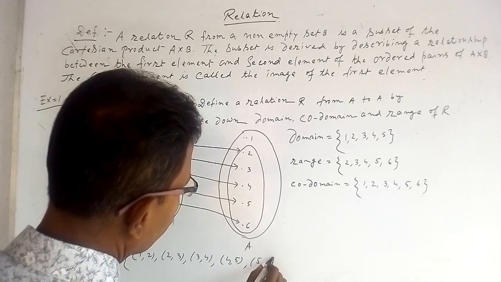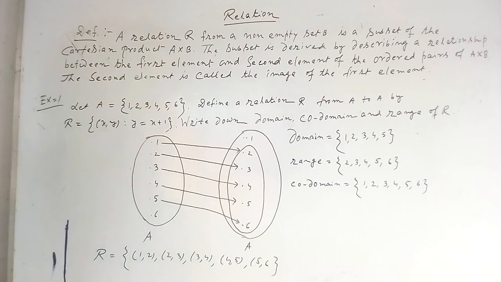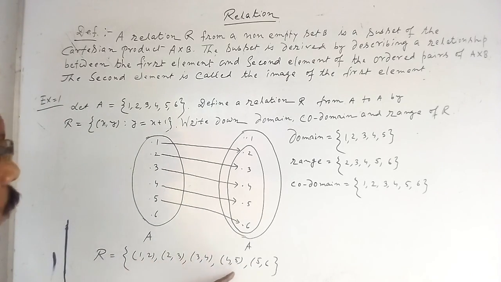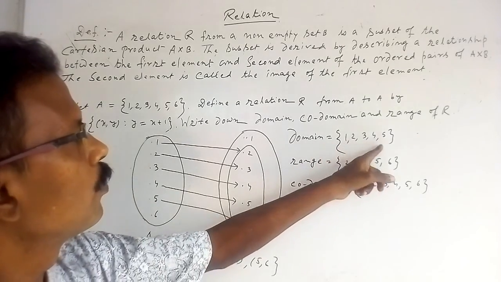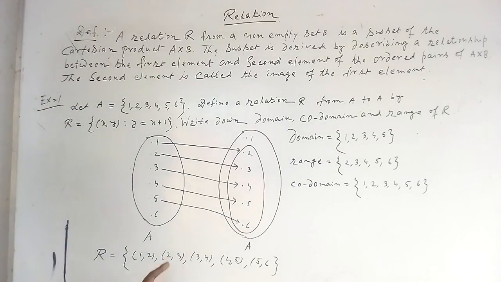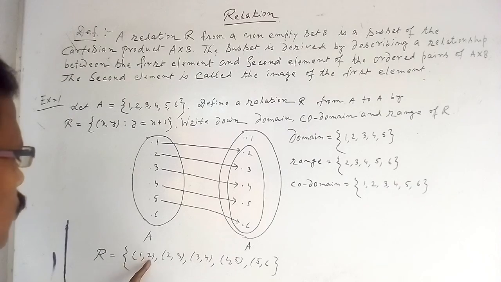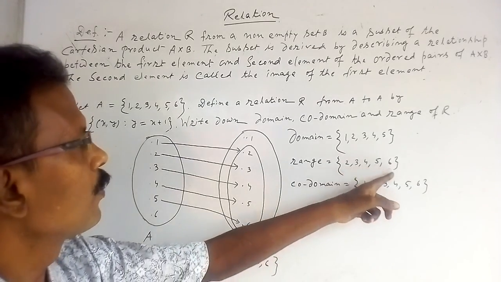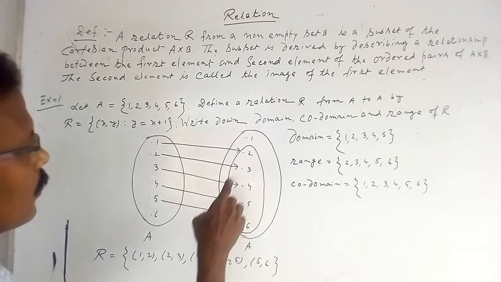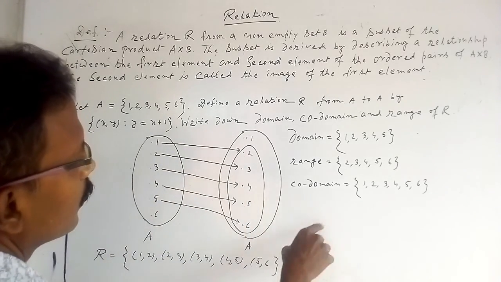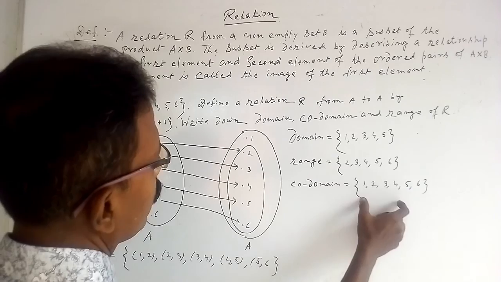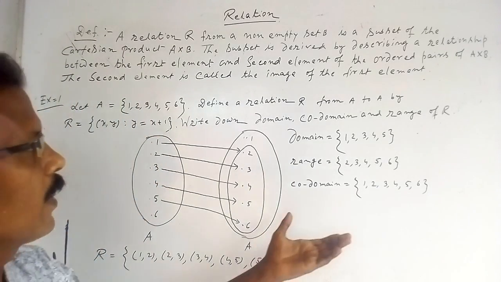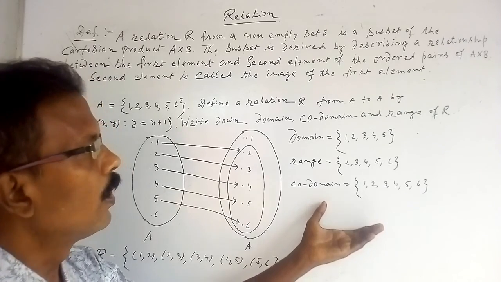Now the domain set is the collection of the first elements, that is 1, 2, 3, 4, 5. The range set is the collection of the second elements, that is 2, 3, 4, 5, 6. And the whole set on the right hand side is called the codomain set, that is 1, 2, 3, 4, 5 and 6. Next, some more examples are coming.